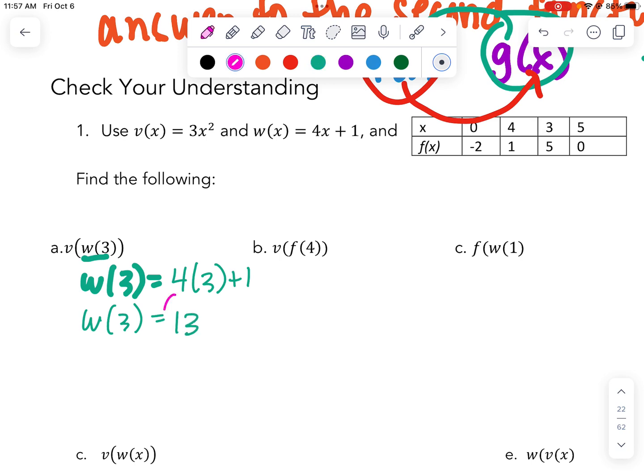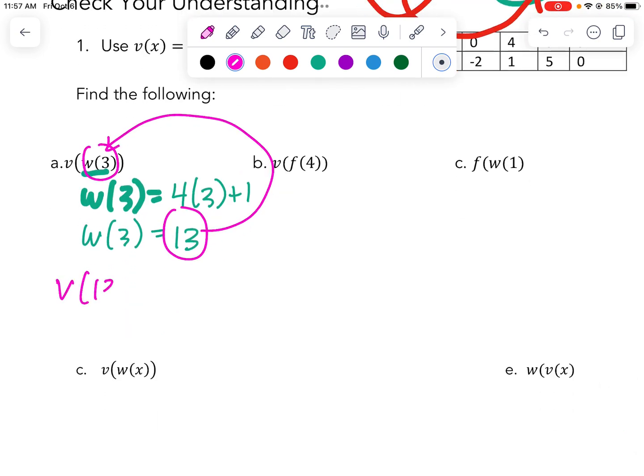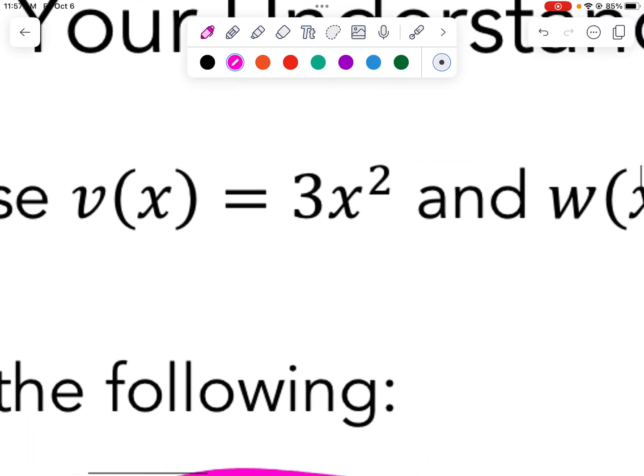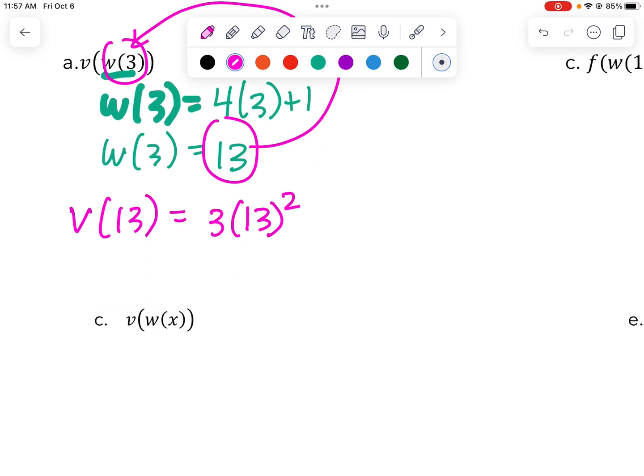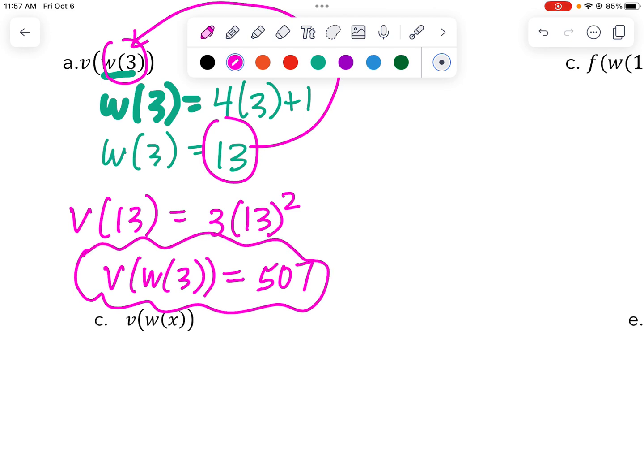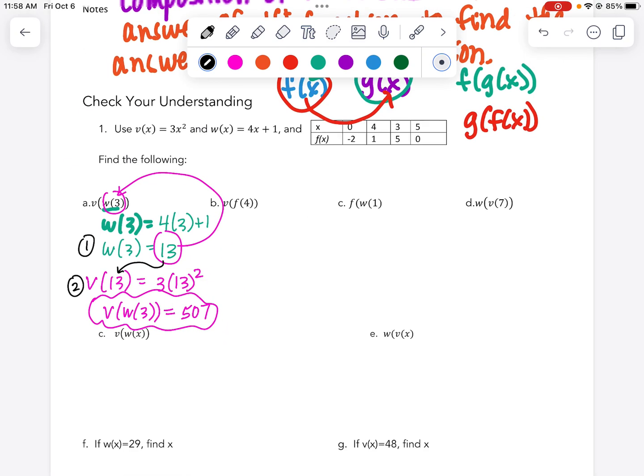All right, now we're going to take that 13 and we're going to plug it in for this function right here. So v of 13 equals, and here's the v function, 3x squared. So we'll do 3 times 13 squared. So 13 squared is 169. 169 times 3 is 507. So we'll say v of w of 3 equals 507. So it's just taking our first step, finding the answer, plugging that into the second function, and finding the final answer.